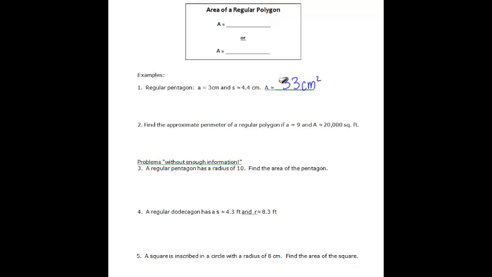And the approximate perimeter, so again, that's plug and chug because we already have the area. So I know that area equals 1/2 AP, and I know the area is 20,000 square feet, and then I would plug in to find the perimeter. That's a 9 times a P. You should get approximately 4,444.4, and that would be feet.